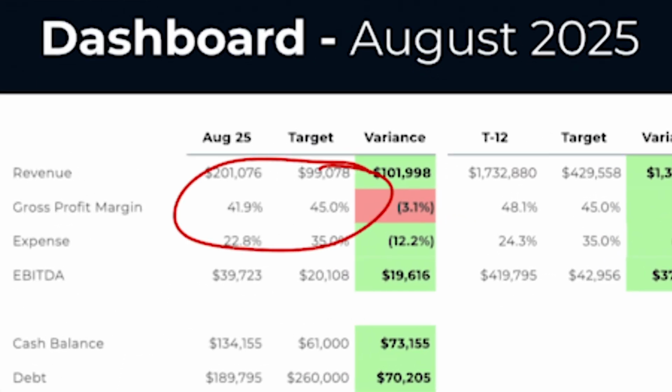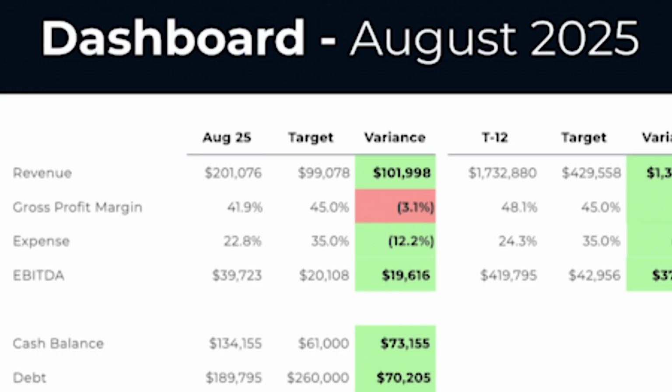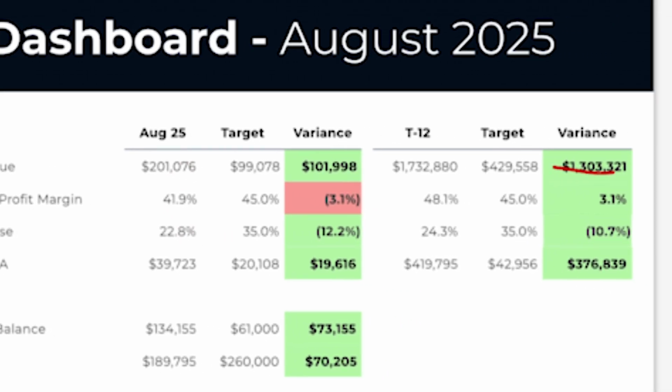The way that we perform the accounting, we're always shooting for a 45% gross profit margin. And gross profit margin is purely the money you have left over after you pay all of your direct costs. If your gross profit margin for the previous month is over 45%, then this variance is going to be green. But if your gross profit margin is less than 45%, like it is in this example, this variance will show as red. And the same is true for the trailing 12.